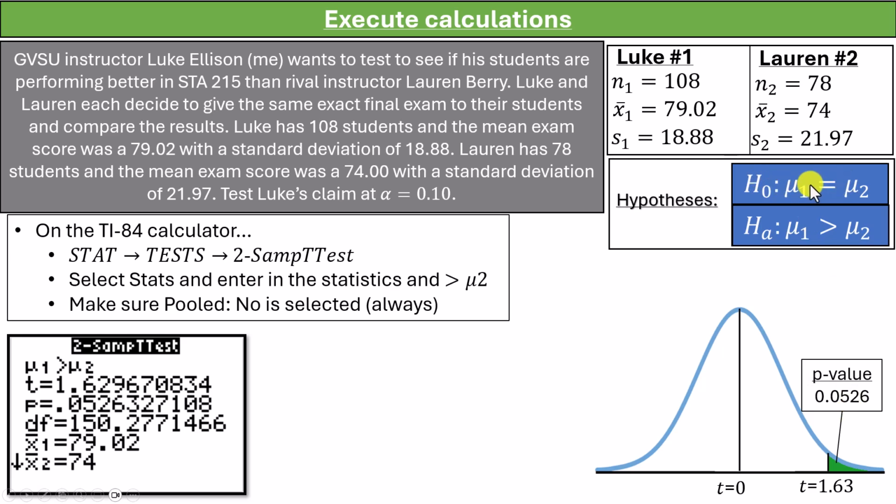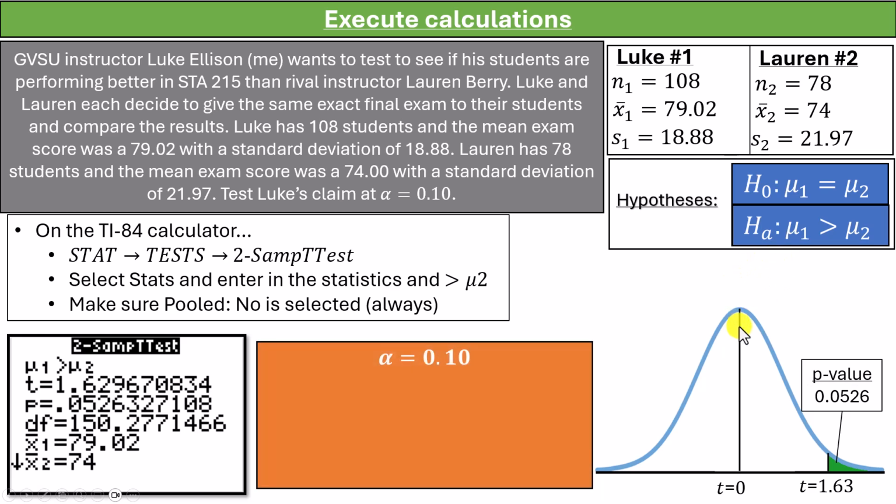Well, it looks like there's only about a 5% chance of that happening if there really was no difference. So relatively unlikely. And the way that we eventually make our decision is we compare that p-value to the level of significance, the type 1 error rate. And in this case, the p-value is lower than the level of significance. 0.0526 is less than or equal to 0.1.